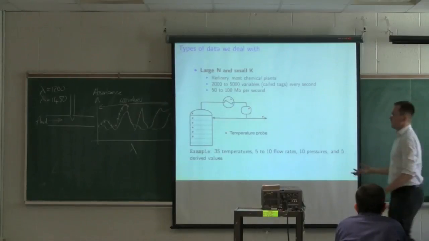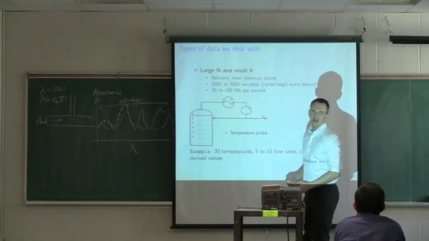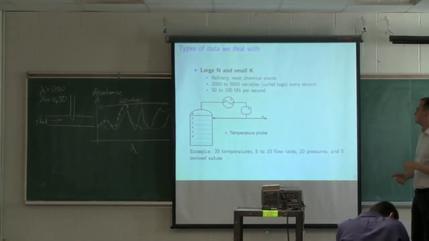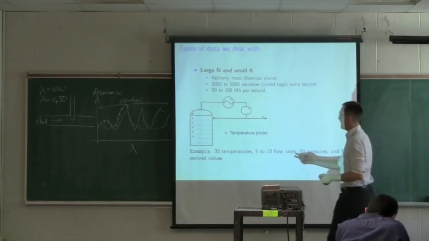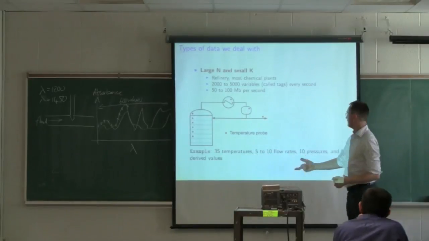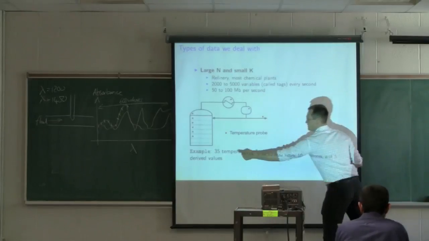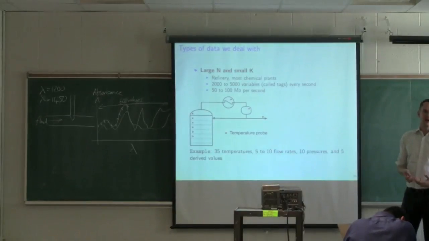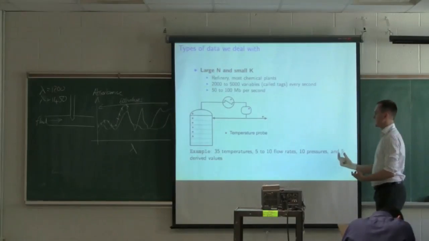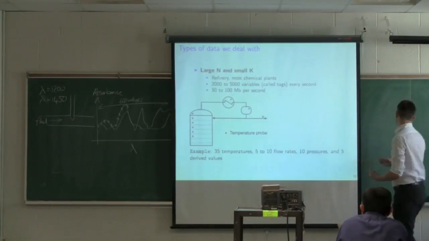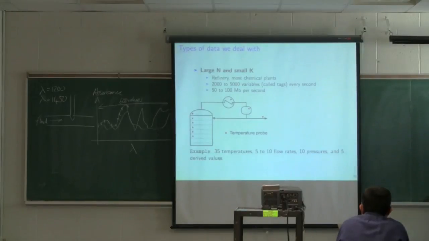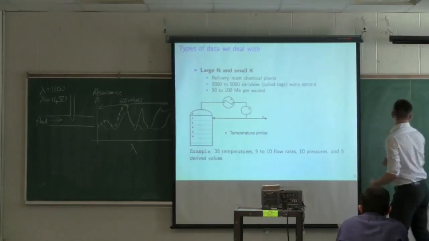And if we just take a small distillation column, this is a case study I worked on with Petro-Canada in 2002, 2003. They had 35 temperatures on a distillation column, 5 to 10 flow rates, 10 pressure measurements, and then there were five columns of calculated values. So they calculated certain numbers based on these. So they could do a heat balance or a mass balance. And then the left-hand side and the right-hand side of the heat and mass balances gets added as a new column. So we can add mass balance here, energy balance, the derived quantity from the raw data. And those columns are calculated by the computer.